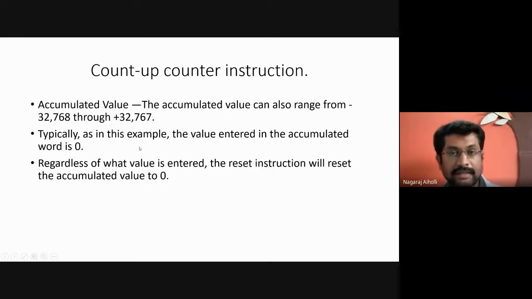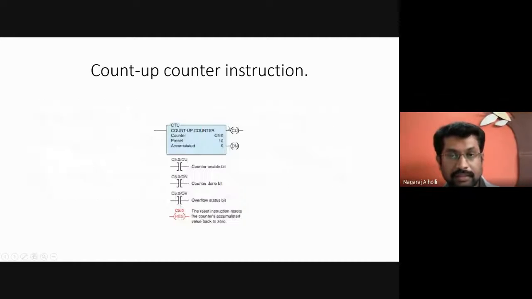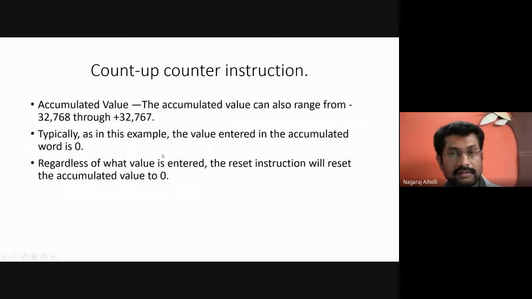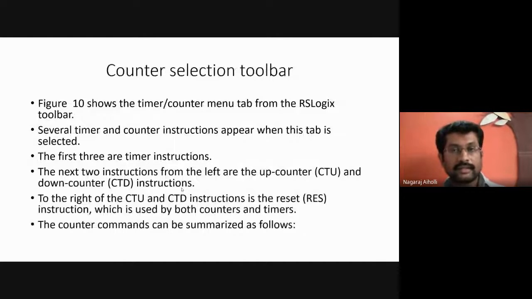Typically, as in this example, the value entered in the accumulated word is 0. Accumulated value is 0, as shown here in this block instruction. Regardless of what value is entered, the reset instruction will reset the accumulated value to 0. Whatever the stored value may be, the function of the reset instruction is to make the accumulated value become 0.